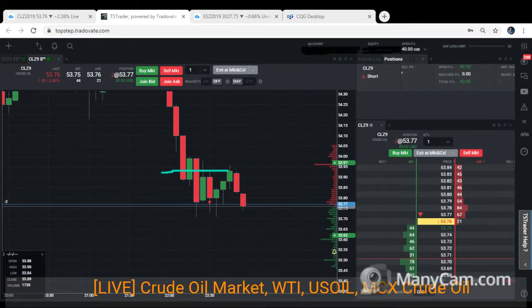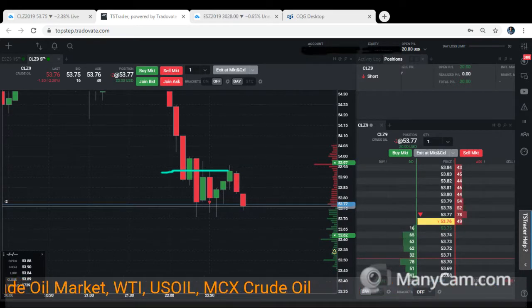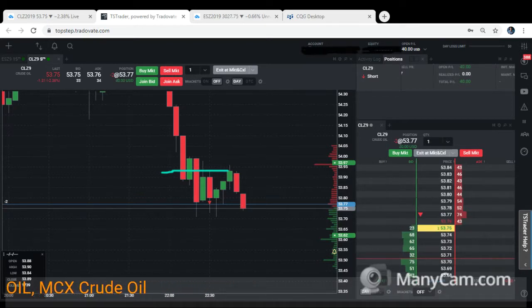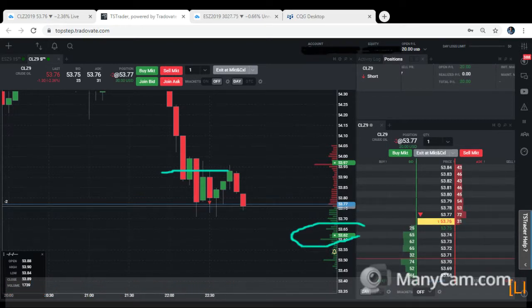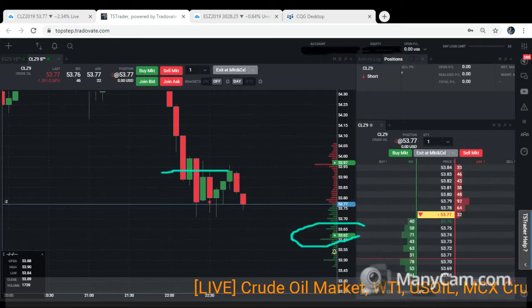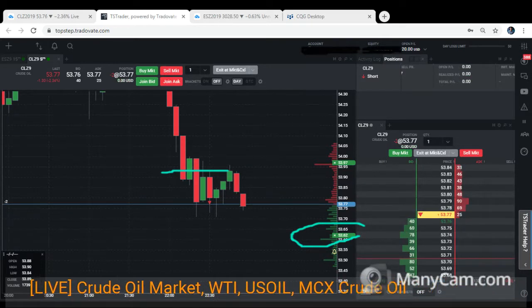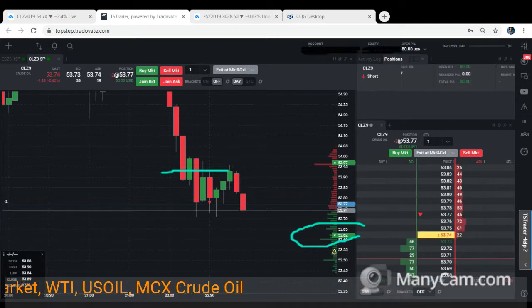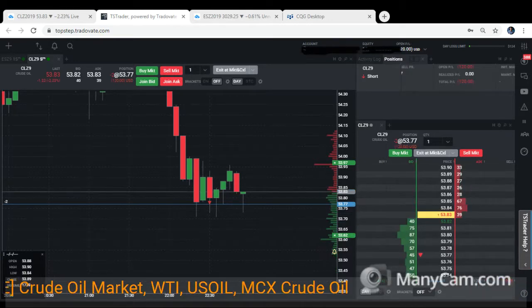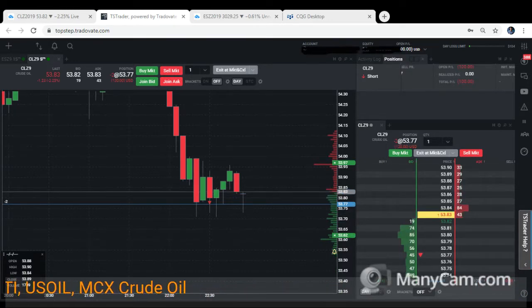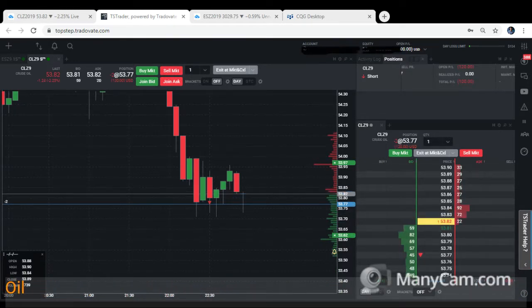Okay, looks good. This is what we want. Just need to be careful. The target price for take profit is 53.62. I need to check ES as well. Okay, this doesn't look good.